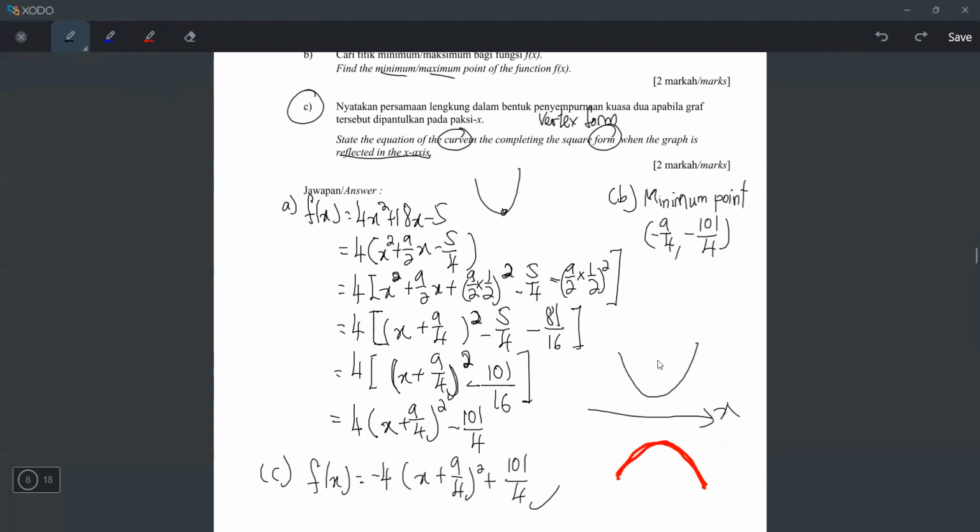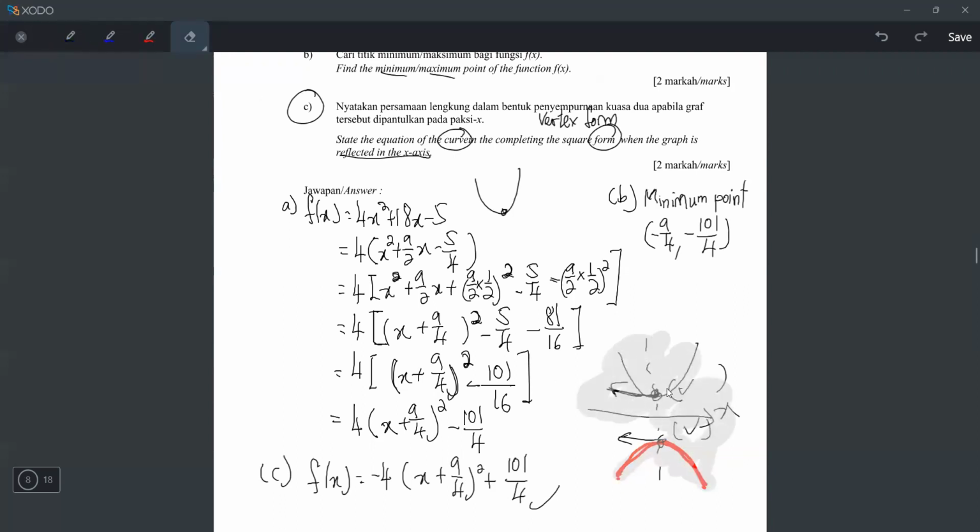But look carefully at the x coordinate of the turning point. Did it change? It doesn't change because, even though the shape changed already, the x coordinate is still the same. That is why the plus 9/4, I don't have to do anything to it. But the y coordinate has to change because the turning point originally is here, but after you reflect on the x-axis already, you have to tukar tanda lah. It means if this is negative, it becomes positive. But if this is positive, then it becomes negative because it reflects already to the other way. Okay. So hopefully you understand.